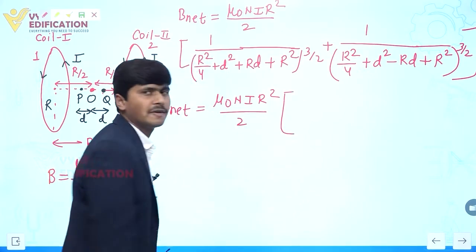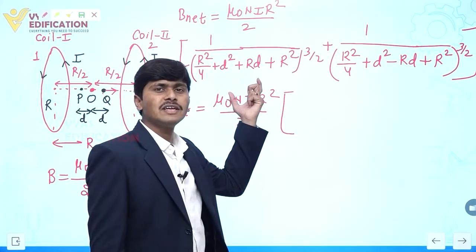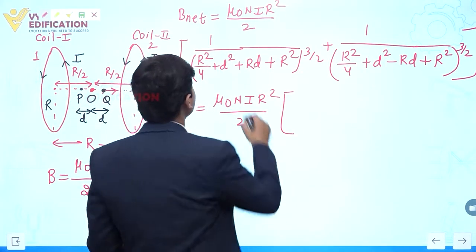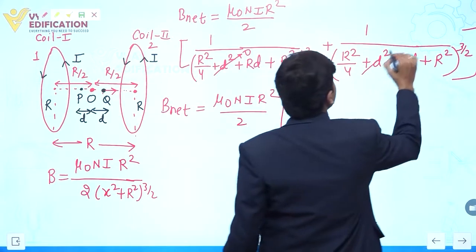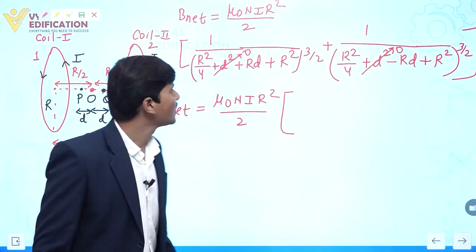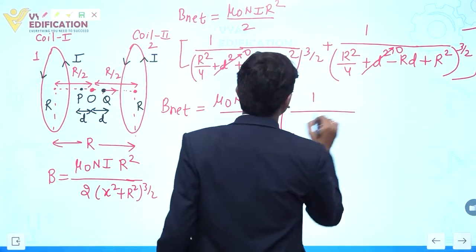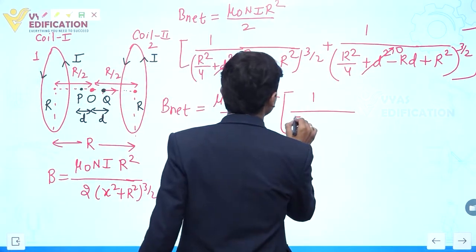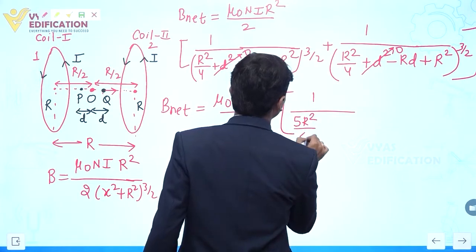Now listen carefully. Actually this d is very small compared to r, so d square we can neglect. So I can say this value is 0 and this one is also equal to 0. Clear? So we can also write it like this: 1 upon r square by 4 plus r square. It means I can say this is 5r square by 4.